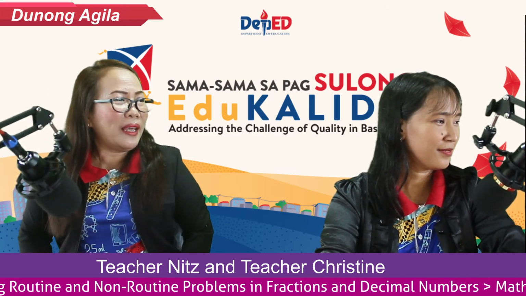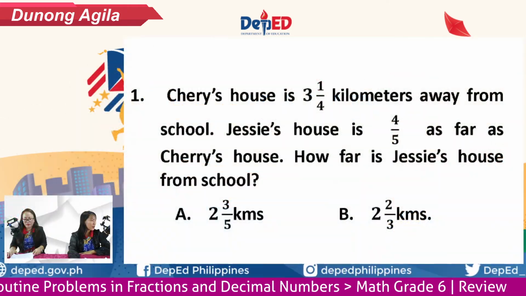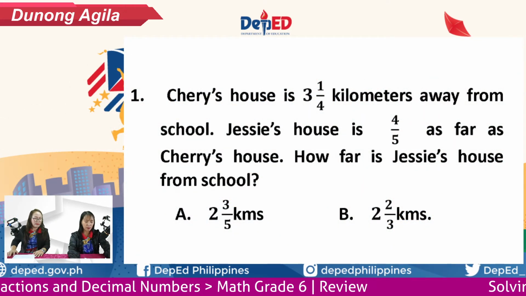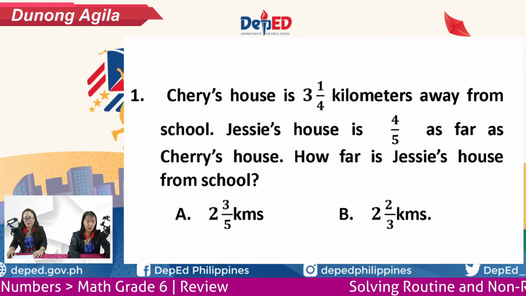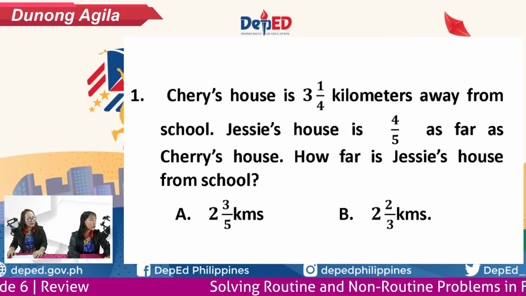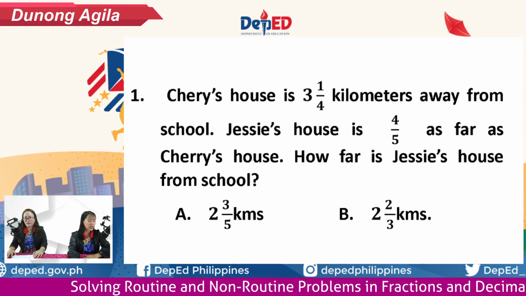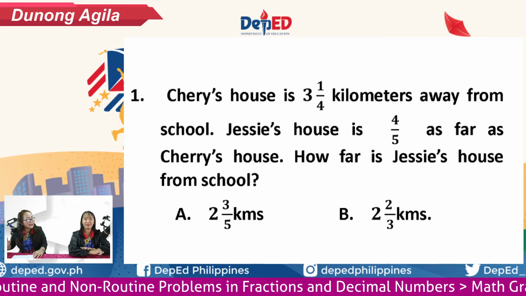Problem number 1, Ma'am Tin. Okay. Problem number 1. Chery's house is 3 1/4 kilometers away from the school. Jessie's house is 4/5 as far as Chery's house. How far is Jessie's house from school? A. 2 3/5 kilometers. B. 2 2/3 kilometers. Okay, you have 20 seconds. The time starts now. Go!